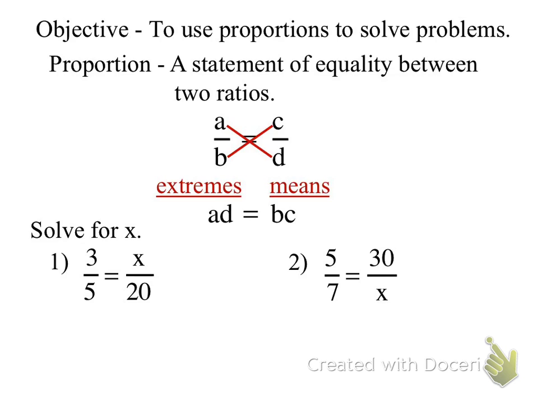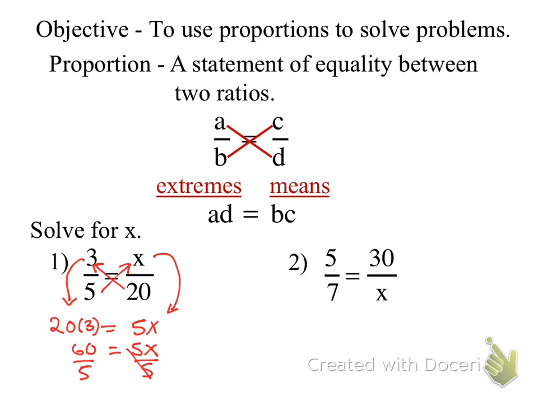You're going to multiply 5 times x, bring it down, equals what? Equals 20 times 3, which is 60. And bring that down, which is 60. You can write that down like that. If you can do 20 times 3, or you can just multiply it out, doesn't matter. Then you divide by 5. Divide by 5, and x is equal to 12.